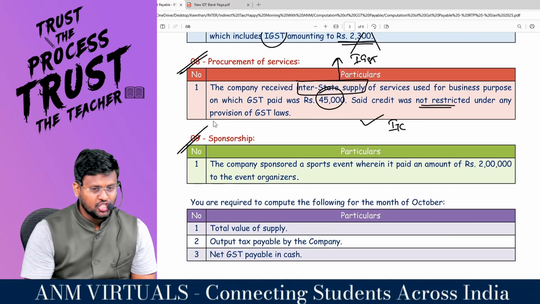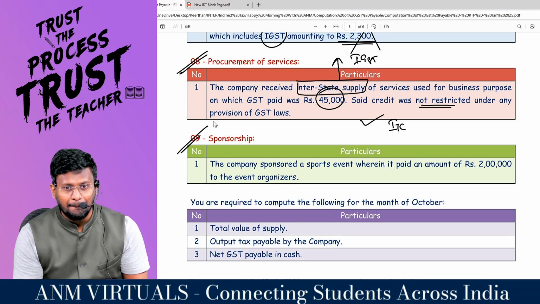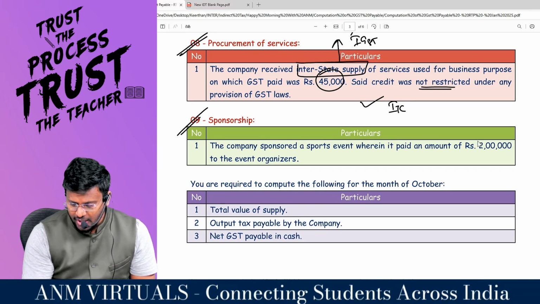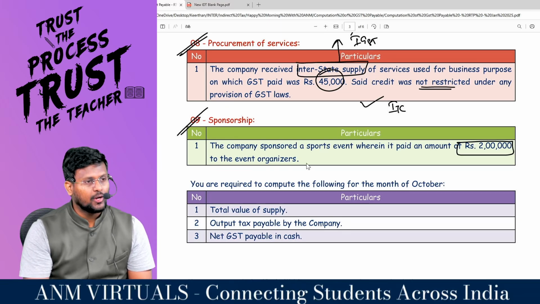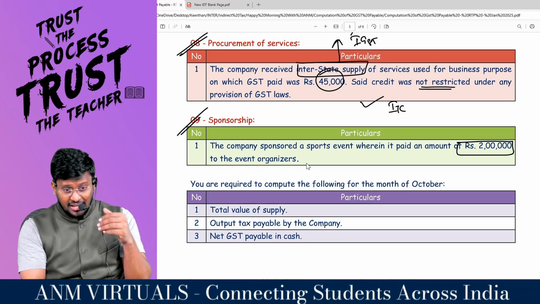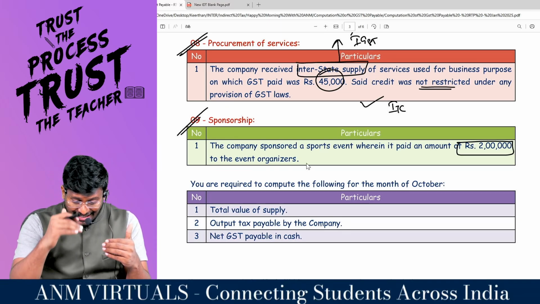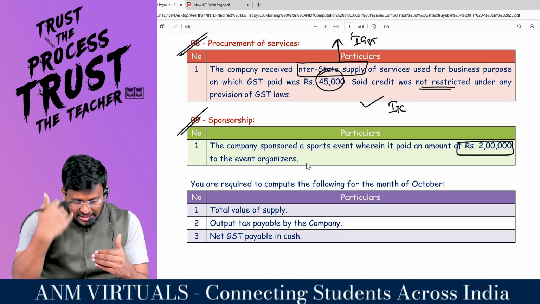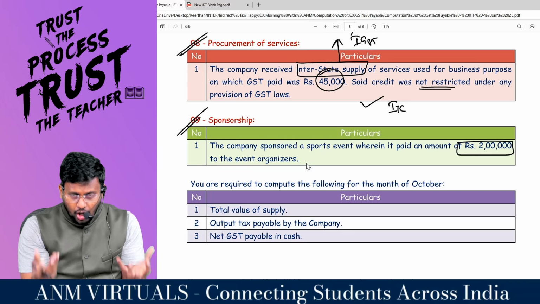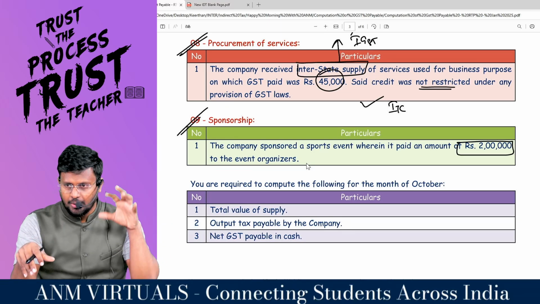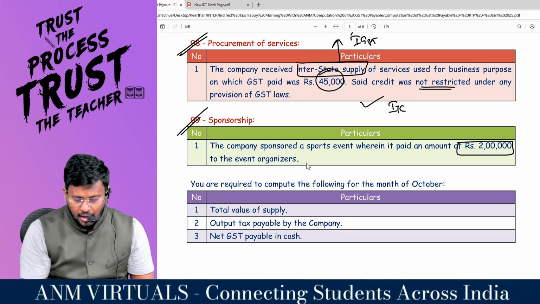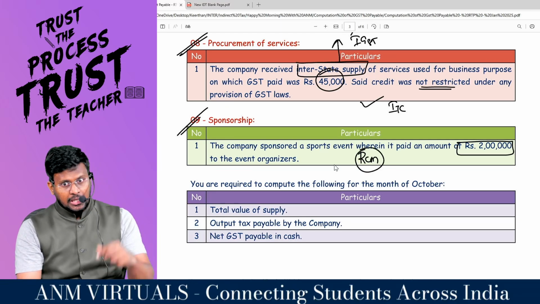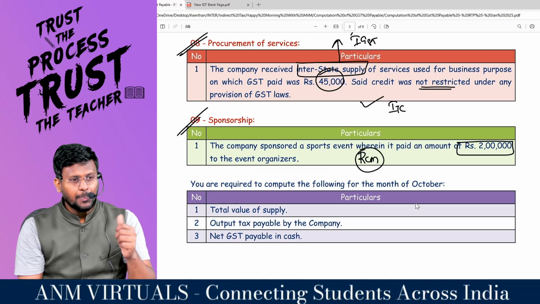Coming to the sponsorship services, they are talking about the RCM. The company sponsored a sports event wherein it paid an amount of 2 lakh to the event organizers. Since the service provider is the event organizer and the service recipient is the company, they are one of the specified persons, being a partnership firm or company. These guys are liable to pay tax under RCM. Are you all really with me? So this amount should be paid from their pocket as RCM.